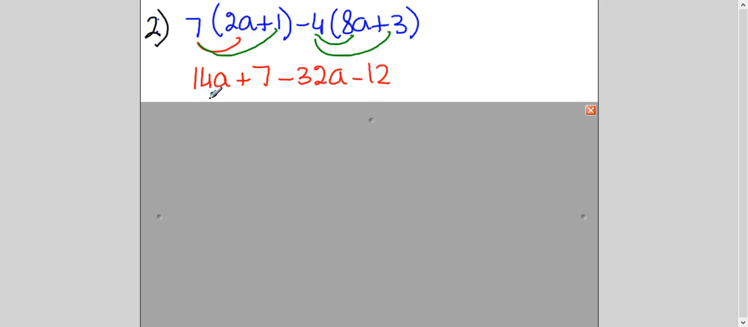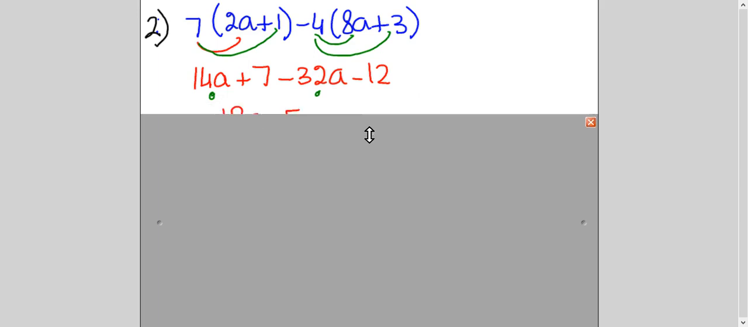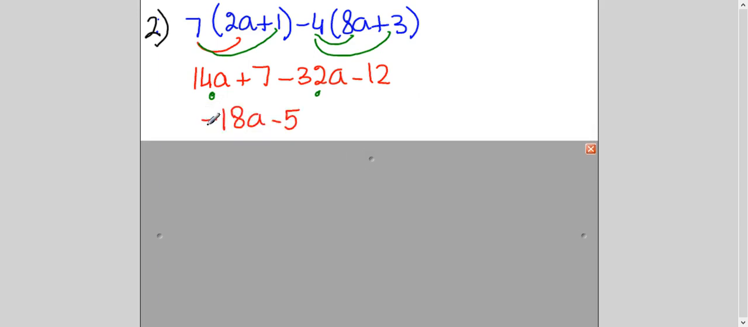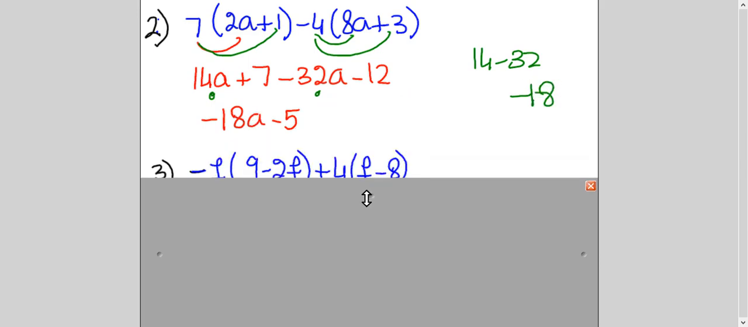And then you can see this term and this term are like terms. Like terms are those which have the same letter, right? So 14a minus 32a is minus 18a. And minus 5, because plus 7 minus 12 is minus 5. I hope you remember directed numbers. 14 minus 32 is minus 18. So this is how we have worked it out here.